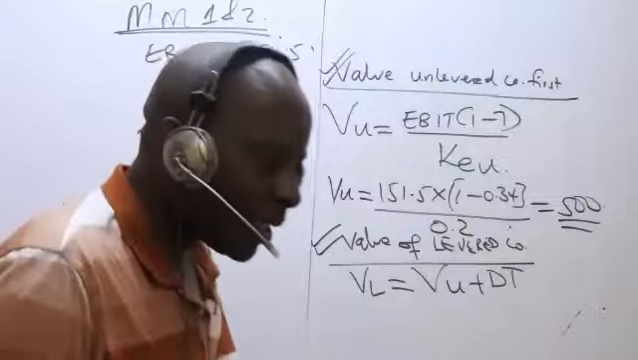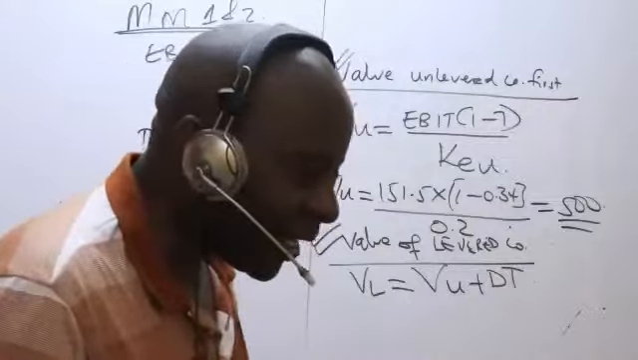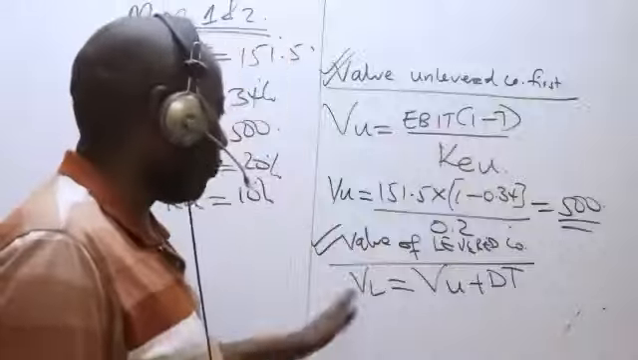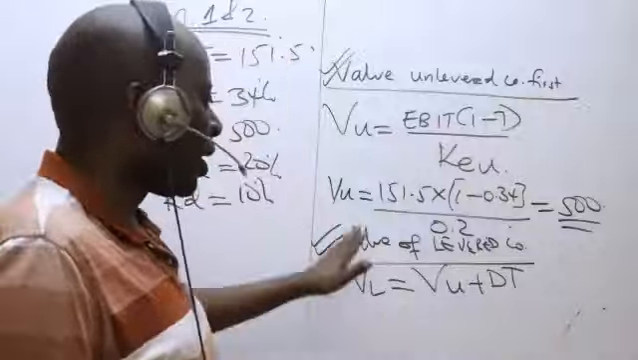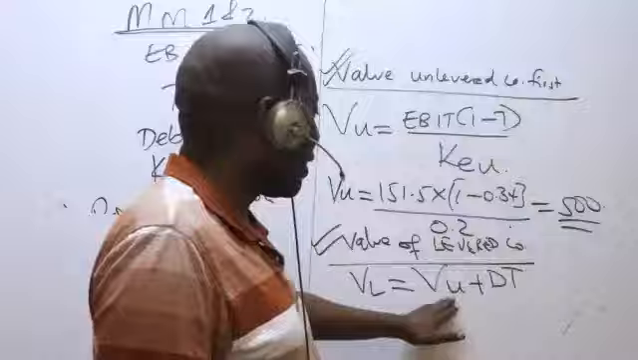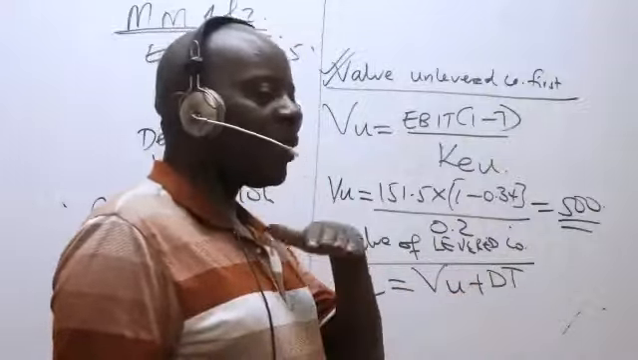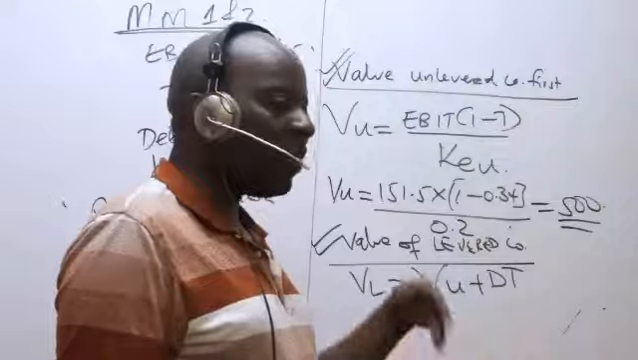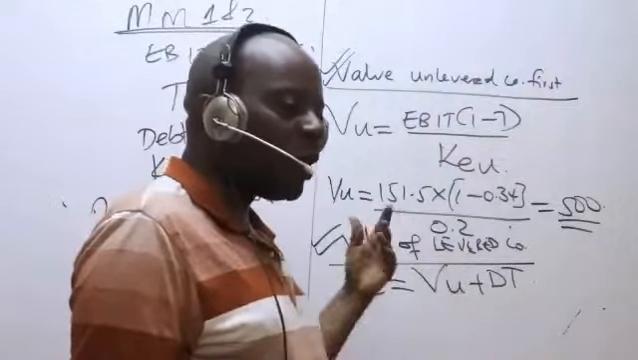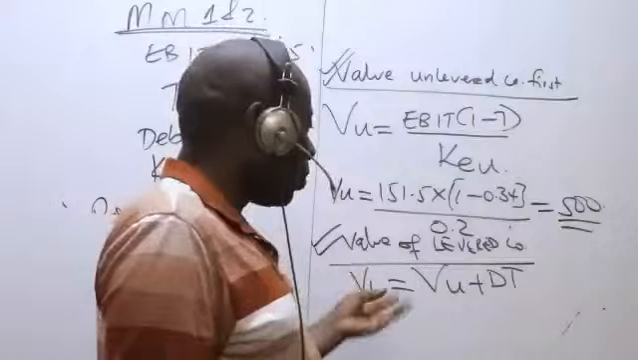So we have here value of a levered organization equals value of unlevered plus debt times what here, times T. It doesn't matter whether it's MM1 or MM2. This is the formula we always use.